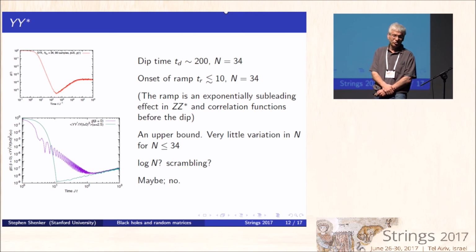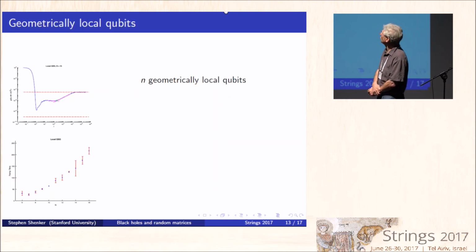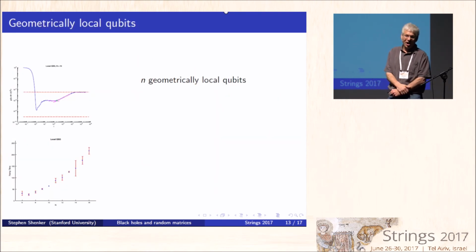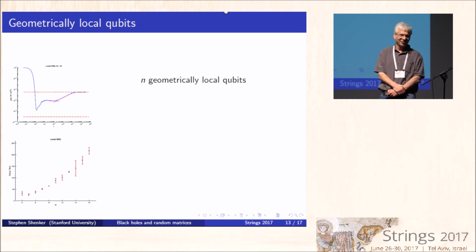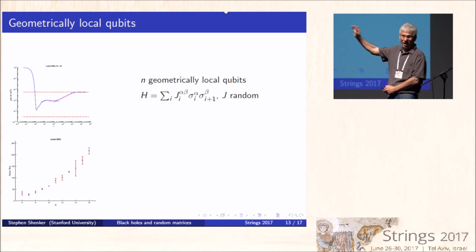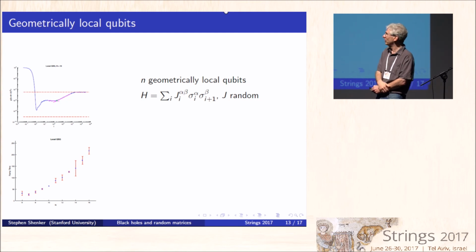So I'll lead you through our chain of argument here. The first thing we have to do is stop looking at logarithms. If you're doing numerical experiments, especially where you're limited in n, looking for a logarithm is a fool's errand, okay? So one thing we could do is study a different system where we have n geometrically local qubits, that is a nearest neighbor chain of qubits coupled together site i to site i plus 1 with random couplings and sigma x, sigma y, sigma z chosen kind of randomly also.